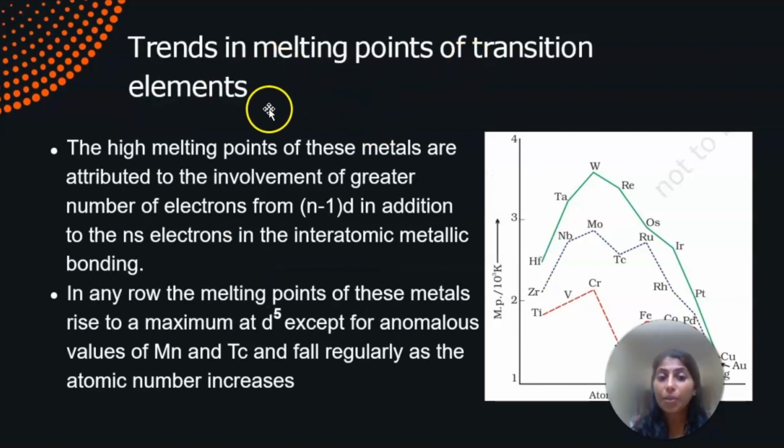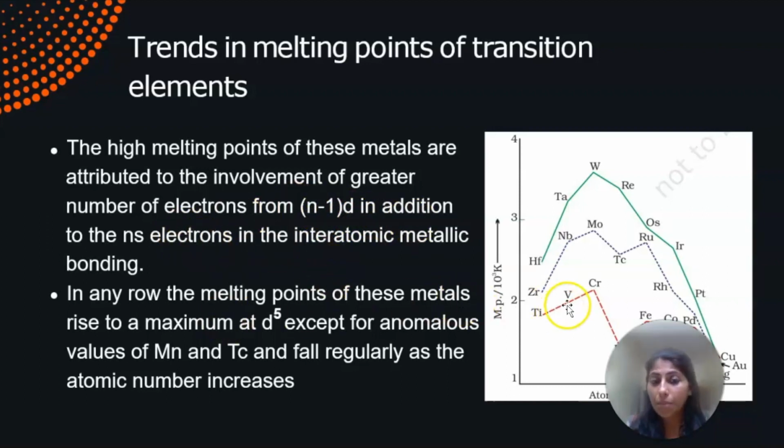Trends in the melting point of transition metals. We can see that of all the elements in the periodic table, tungsten in the 5d series has the highest melting point, about 3410 degrees Celsius. This high melting point of these metals is attributed to the strong interatomic metal-metal bonding, which results from the unpaired electrons in the (n-1)d orbital and also the ns electrons.